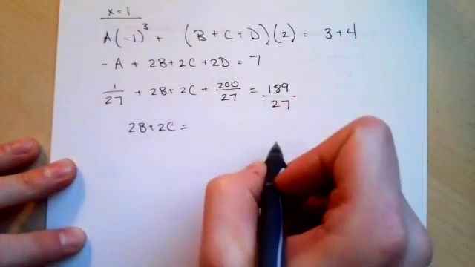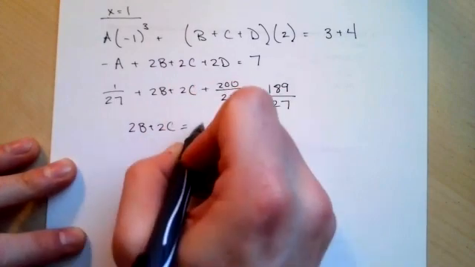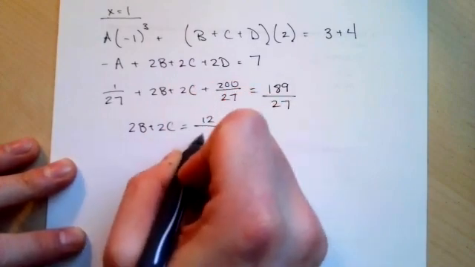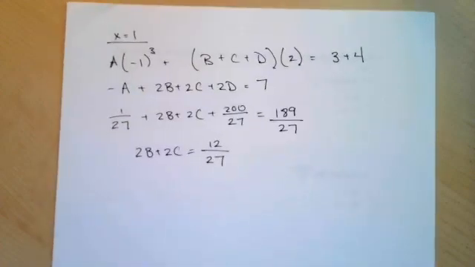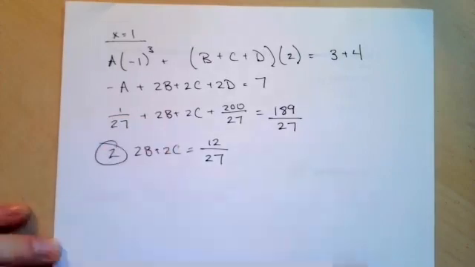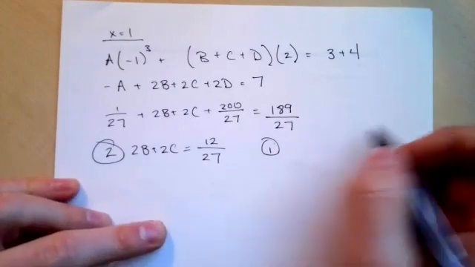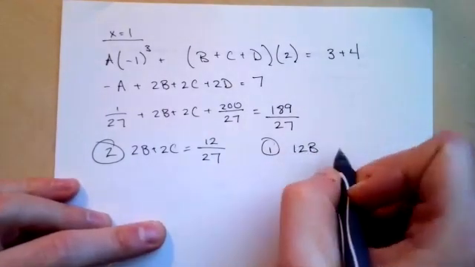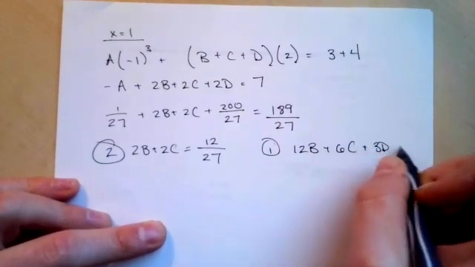No. 12. 12 over 27. And so this we can use as our second equation. Let's go ahead and rewrite our first one as well. And we might want to simplify it. So we've got, those numbers don't look good. 12B plus 6C plus 3D equals 10.